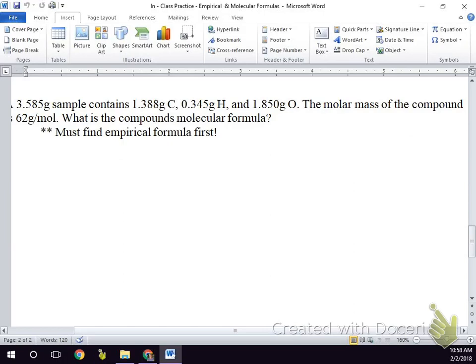Okay, so in this second practice problem, what's different about it? It doesn't give us the empirical formula. So we need to solve for that first. Okay? So this takes a little bit of work, right? Let's go ahead and start doing that.